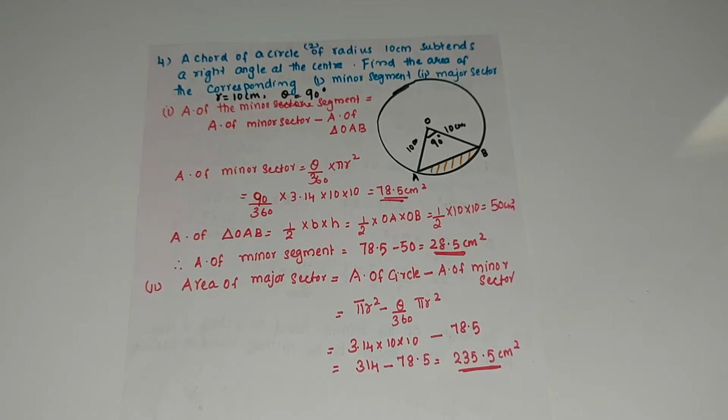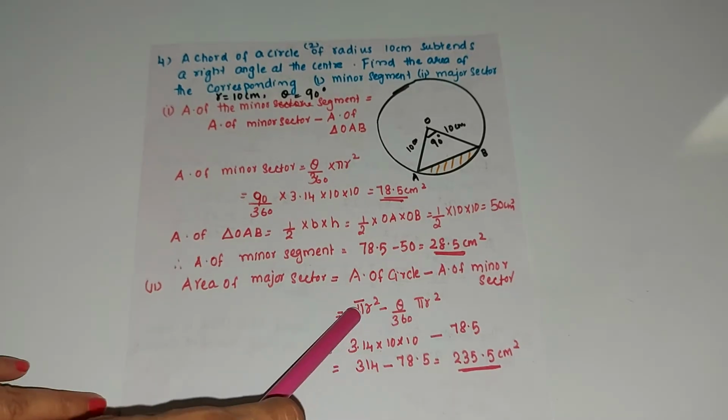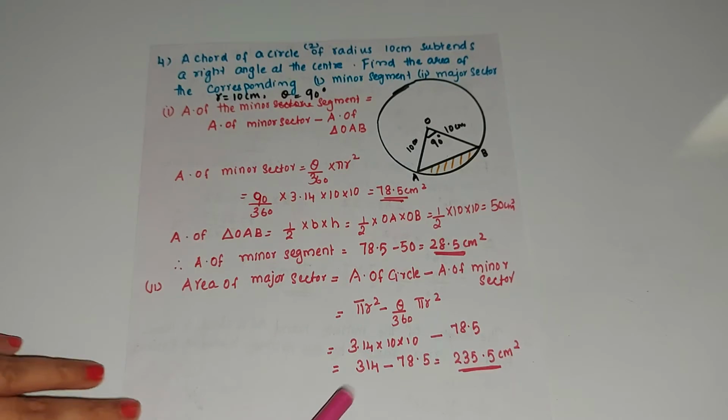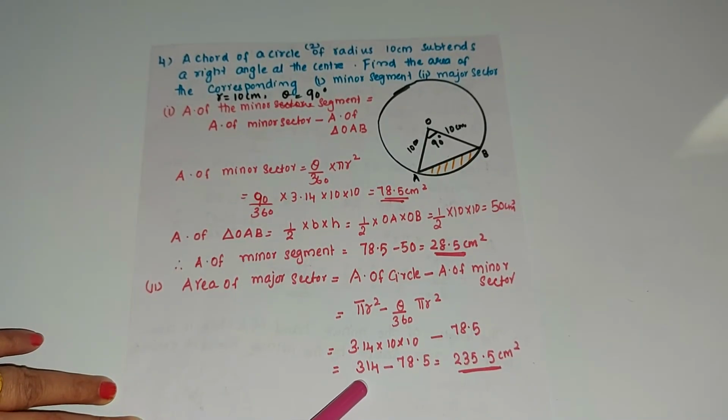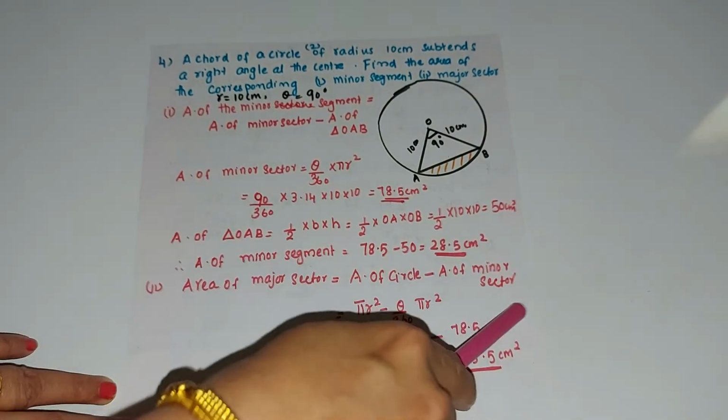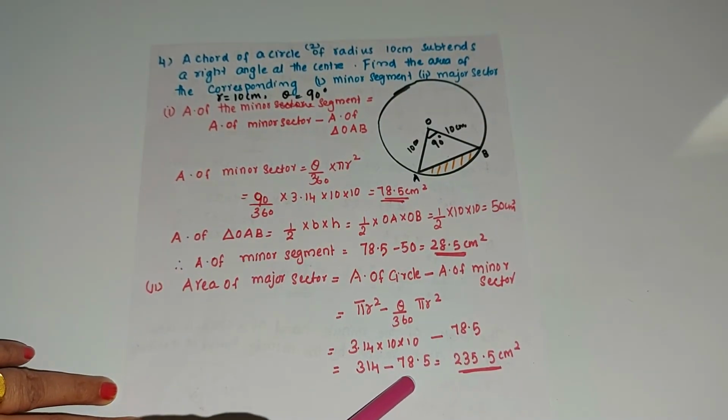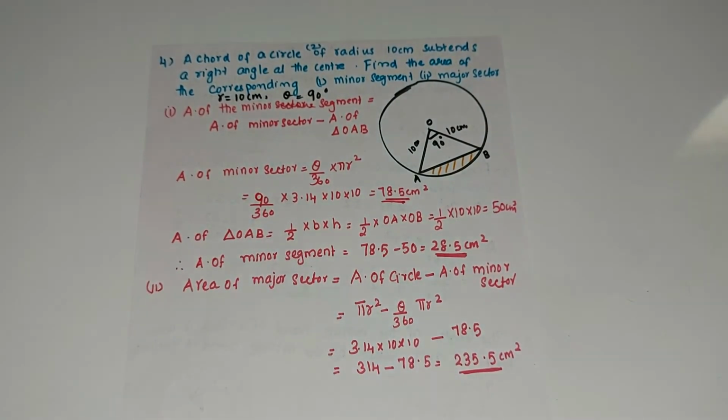For this, first you find out the area of the circle. We know the formula, it is pi r square. That's equal to 3.14 into 10 into 10, which is 314. Subtract the area of the minor sector: 314 minus 78.5 is equal to 235.5. So the area of the major sector equals 235.5 centimeter square.